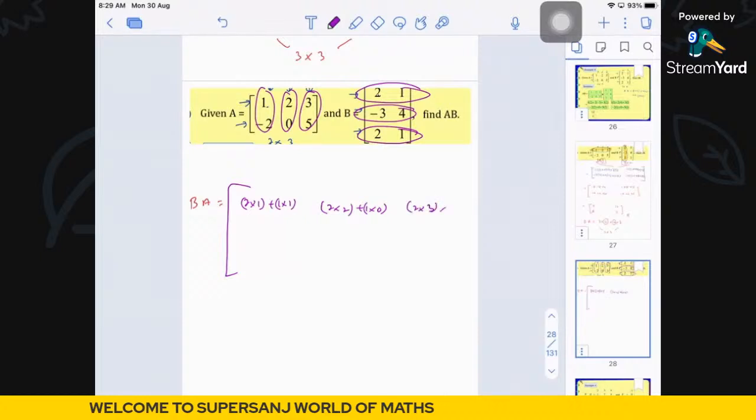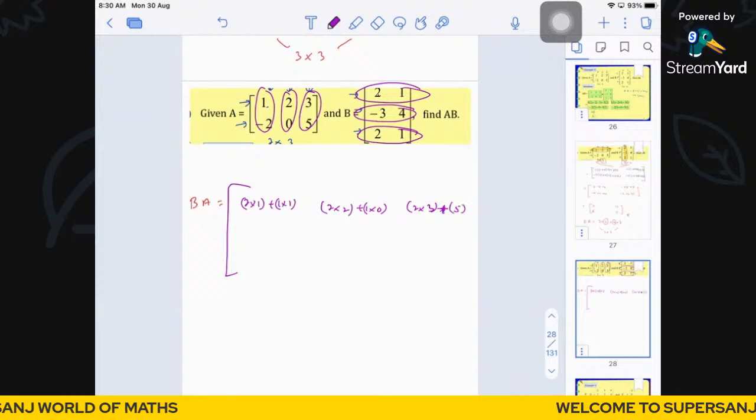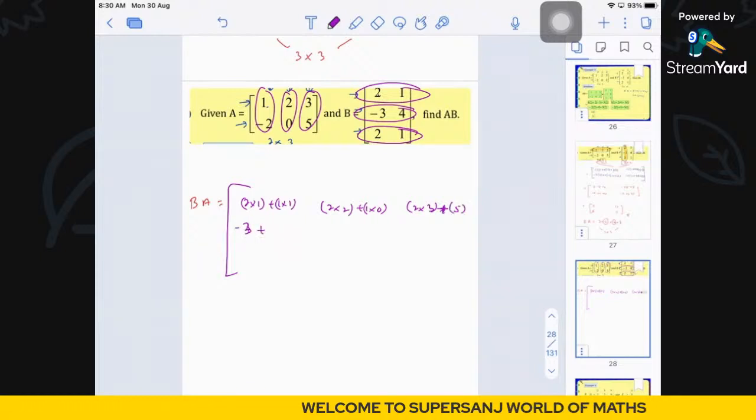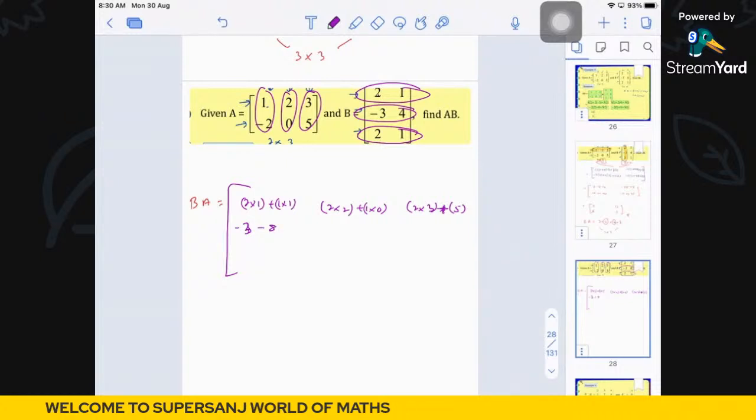If I go on to the next row there, next row is going to be negative 3 times 1. So negative 3, plus, minus with 8, sorry, 4 times negative 2. Then negative 3 times 2, negative 6, 4 times 0 is 0.